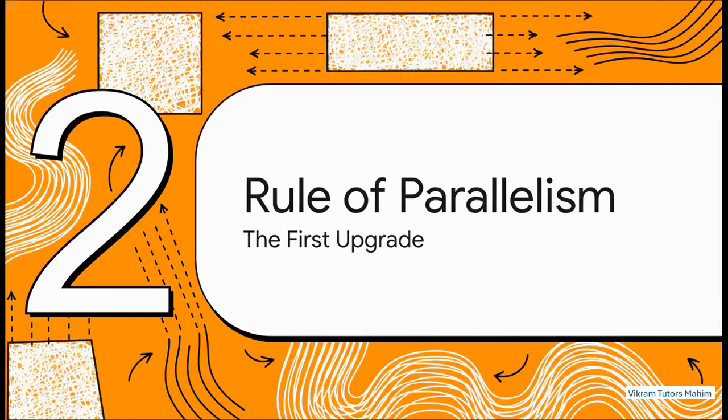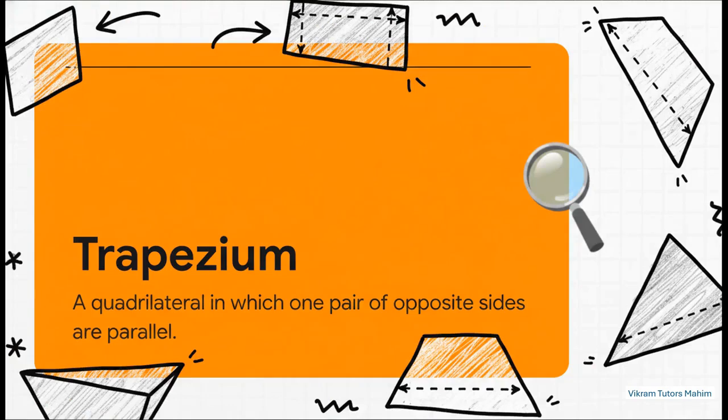All right, now things start to get really interesting. We're going to add our very first rule, and trust me, it's a big one. It's all about something called parallelism. So by adding just one little rule, that exactly one pair of opposite sides has to be parallel, our basic quadrilateral gets a promotion. It levels up and becomes a trapezium. Now it's a shape with a specific, predictable quality.